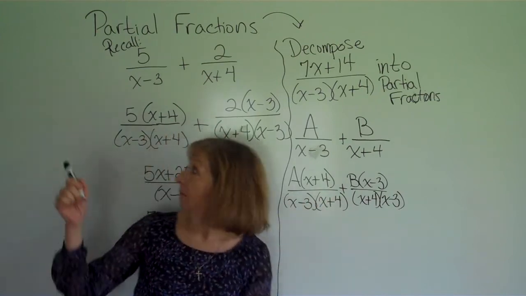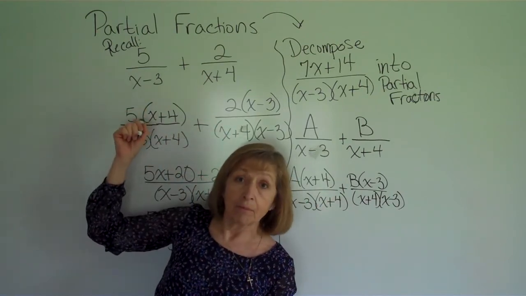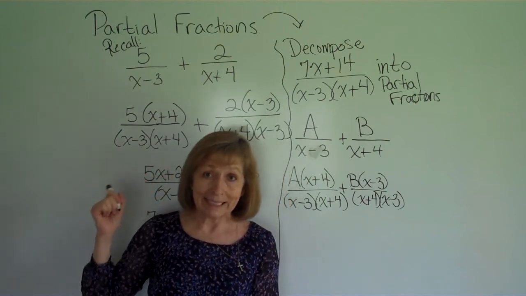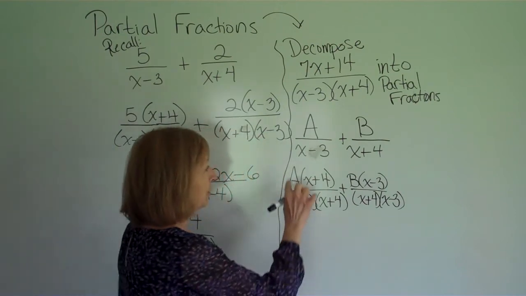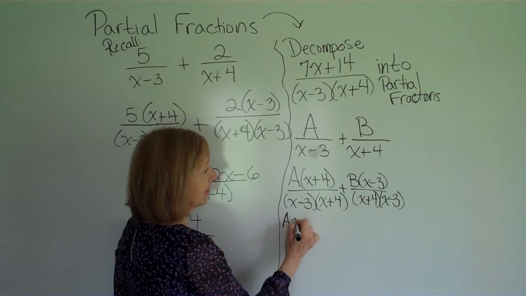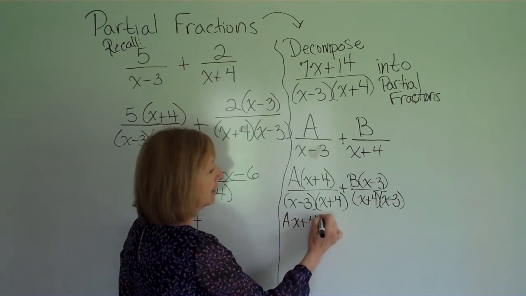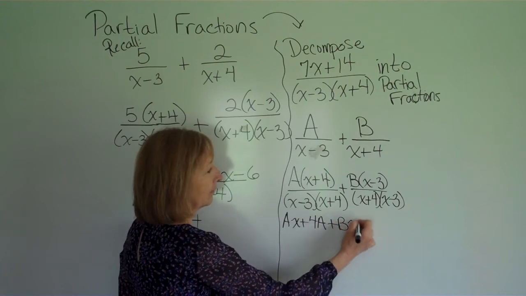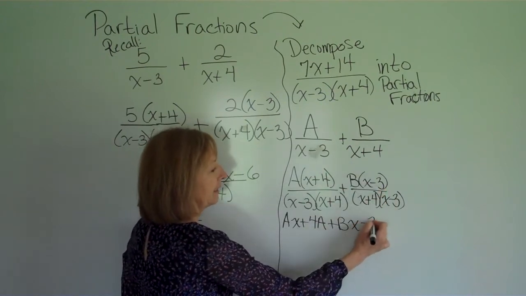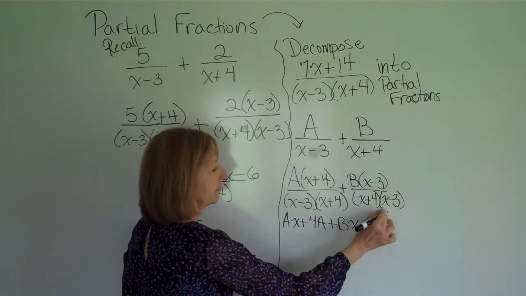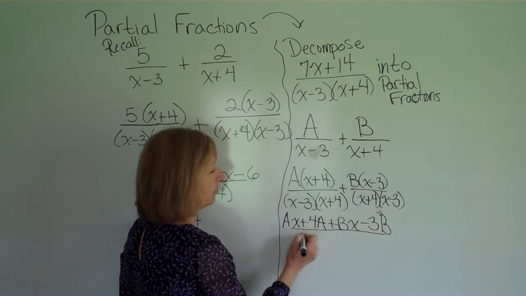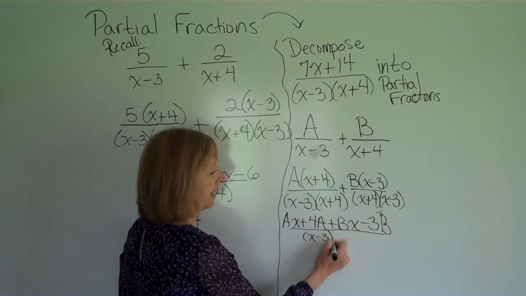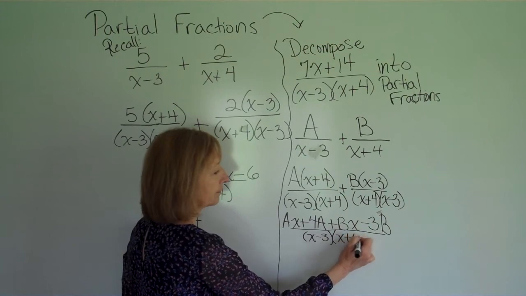Now I'm going to do the next stage where I multiply through the numerators but keep the common denominator. So this will be ax plus 4a plus bx and then minus 3b, and that's all over my x minus 3 times x plus 4.